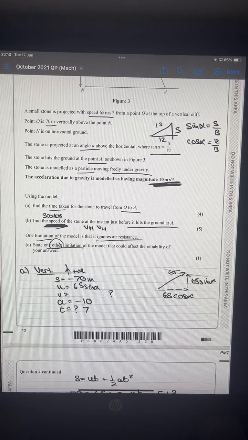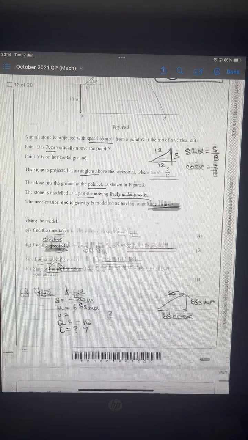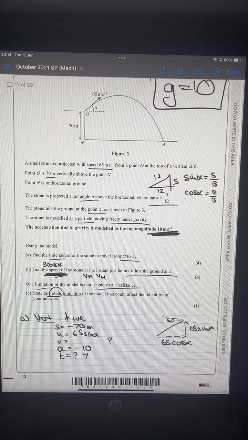Bison mass is good as well. Ignore spin. Yup, you don't want to ignore spin. What else? It's the dimensions of the stone you can take into account, right? G is also assumed to be constant, right? But it may not be constant as it changes through this. How tall is it? It's a 70-meter drop. It's a pretty big drop, so G may not be constant there.